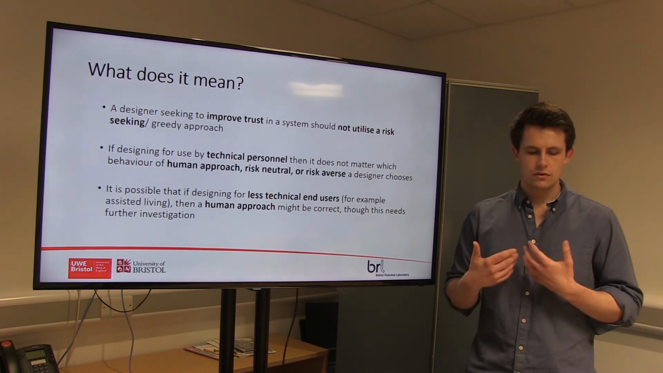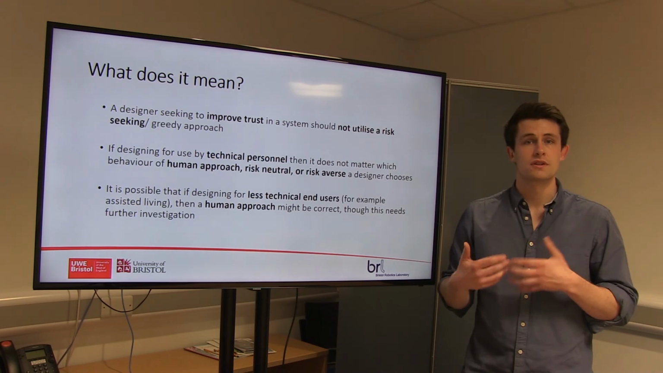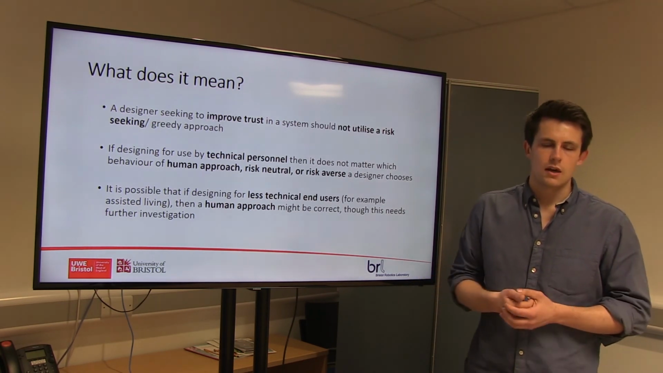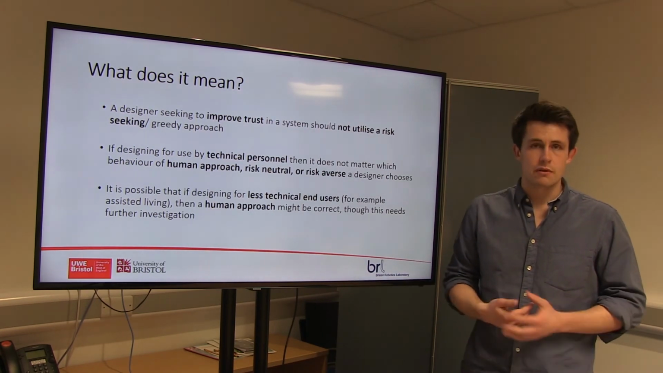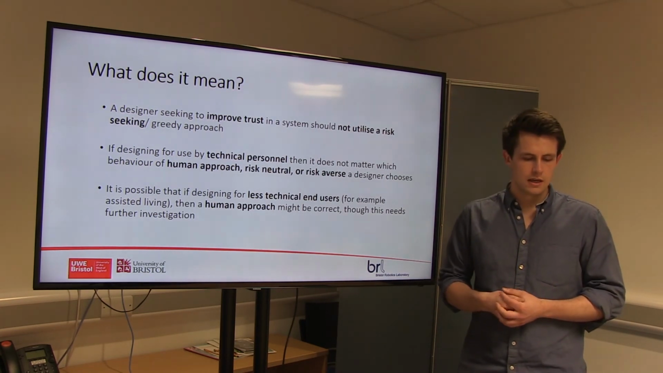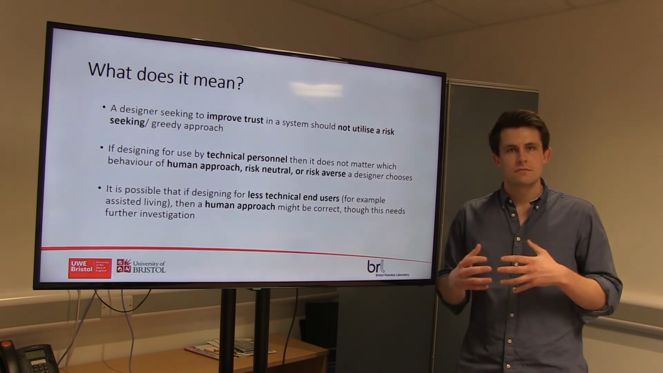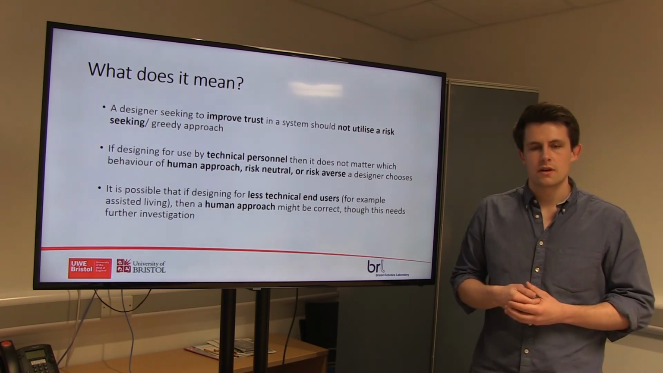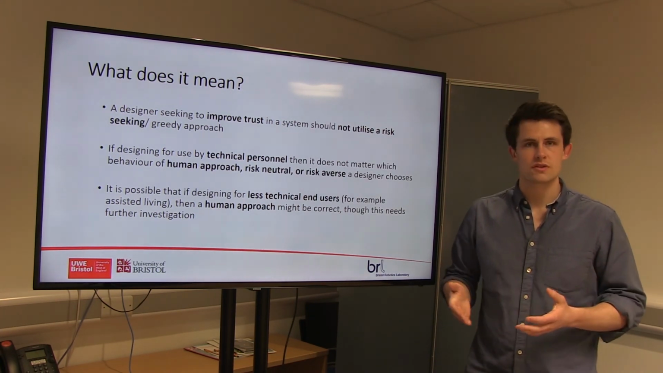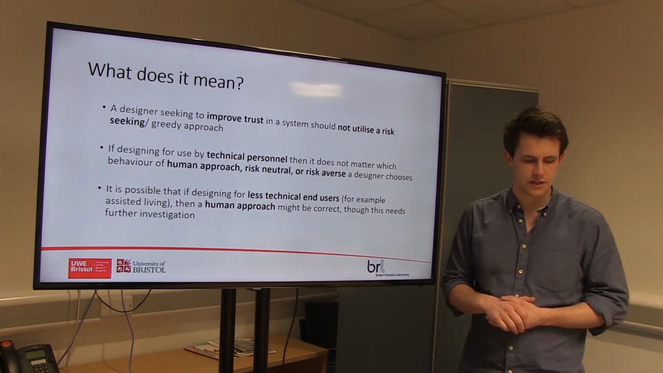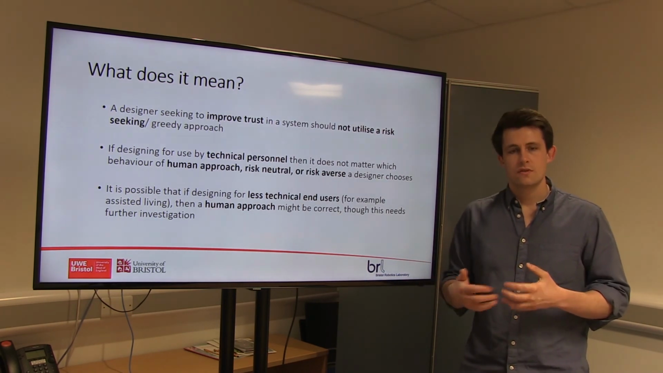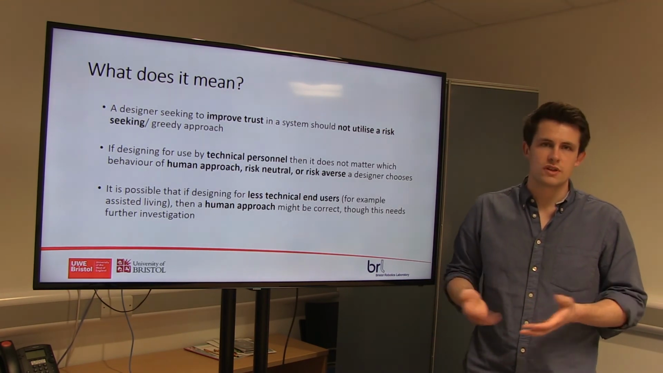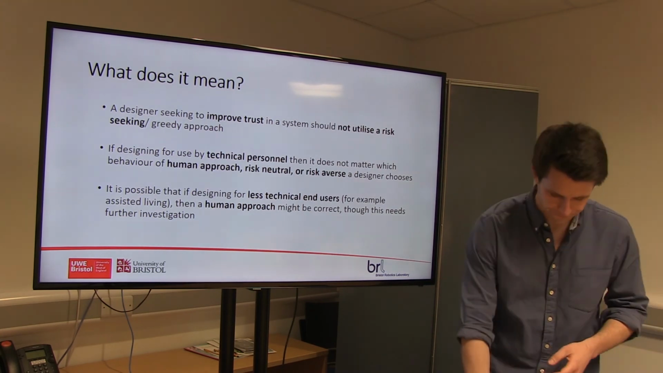It means that when you're trying to design a system and you want to maximize trust, you should try not to use a risk-seeking profile, which seems obvious, but now we've managed to empirically show it. And also, if you're designing for use by technical personnel, it doesn't matter which profile you choose between risk-averse, risk-neutral, and a human approach to risk. You can choose whichever best suits the implementation. And also it suggests that if you're designing for non-technical users, there's the potential that a human approach might be more trusted and be a good choice.